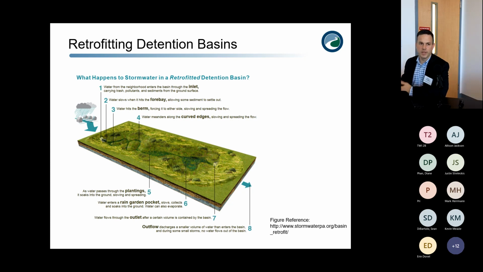Another big component here is just the planting part of it, right? When you change out from a maintained lawn to a meadow type matrix of vegetation, you're going to really increase how much water you're soaking up, how much treatment efficiency you're getting, and improve the performance of the basin.